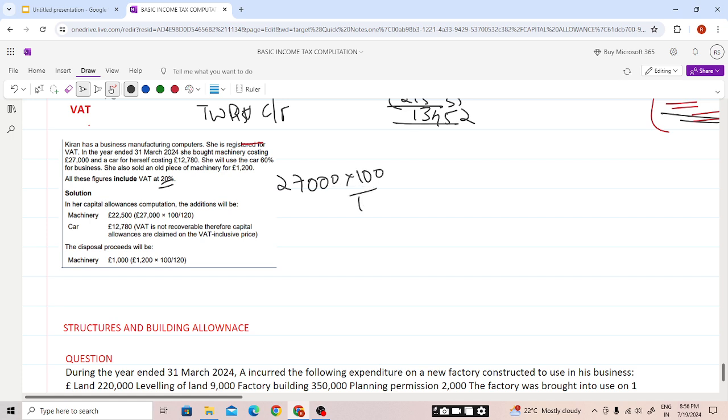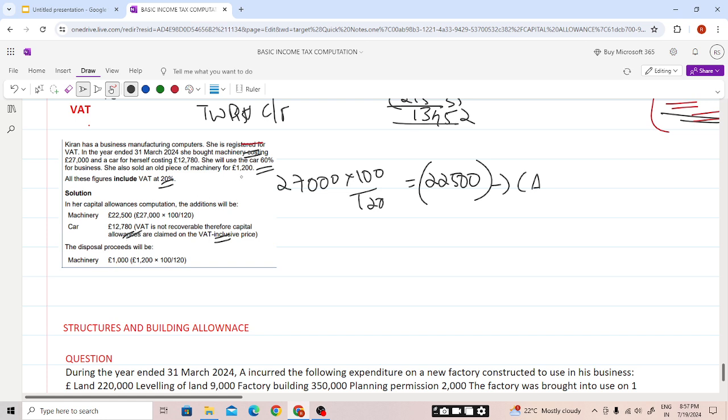Either 100 divided by 120, so 27,000 into 100 divided by 120 will be 22,500. This will be the cost we need to use in the capital allowance because we can claim it. Car: VAT is not recoverable because there is private use. So we can't take the net amount. We need to take the gross amount.